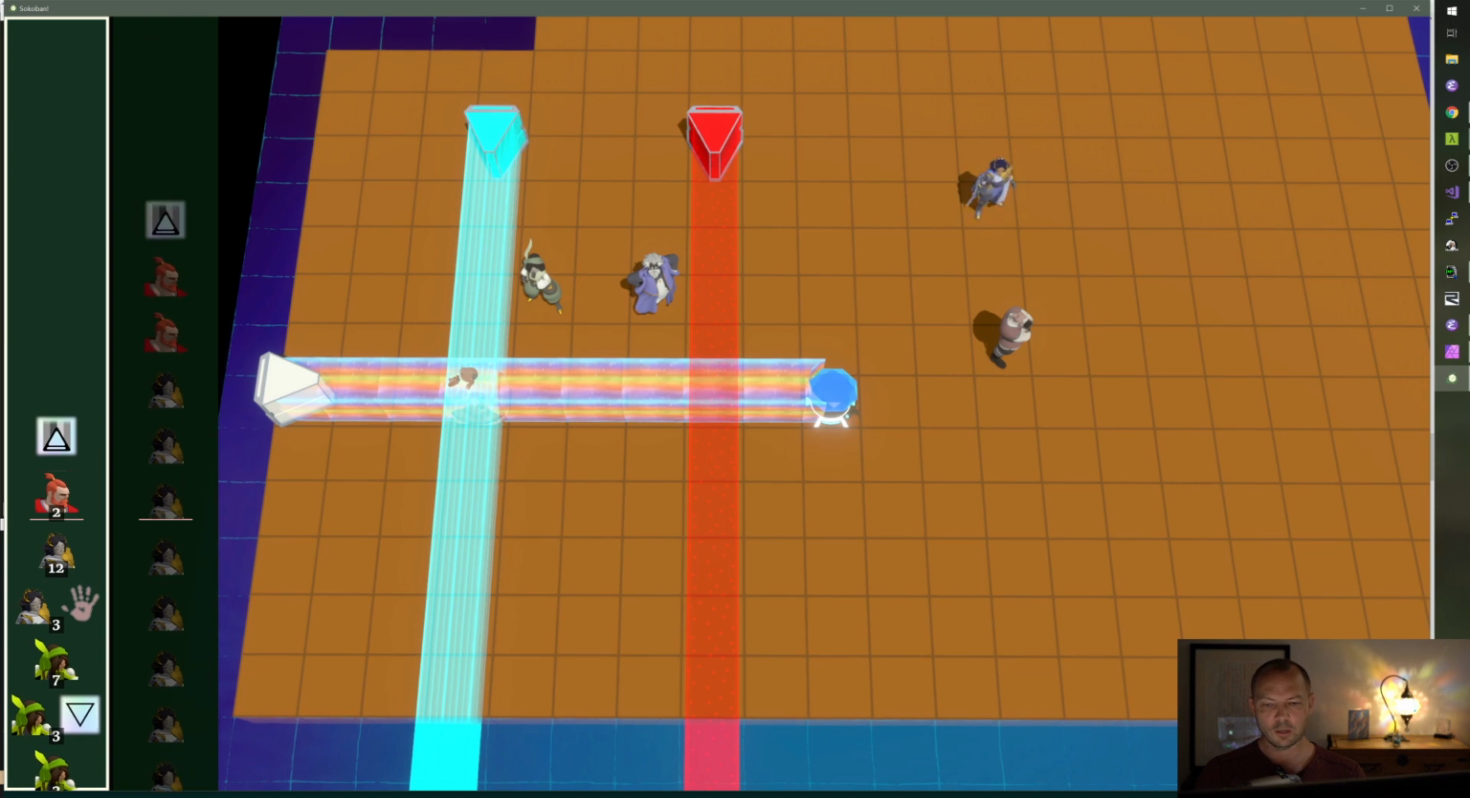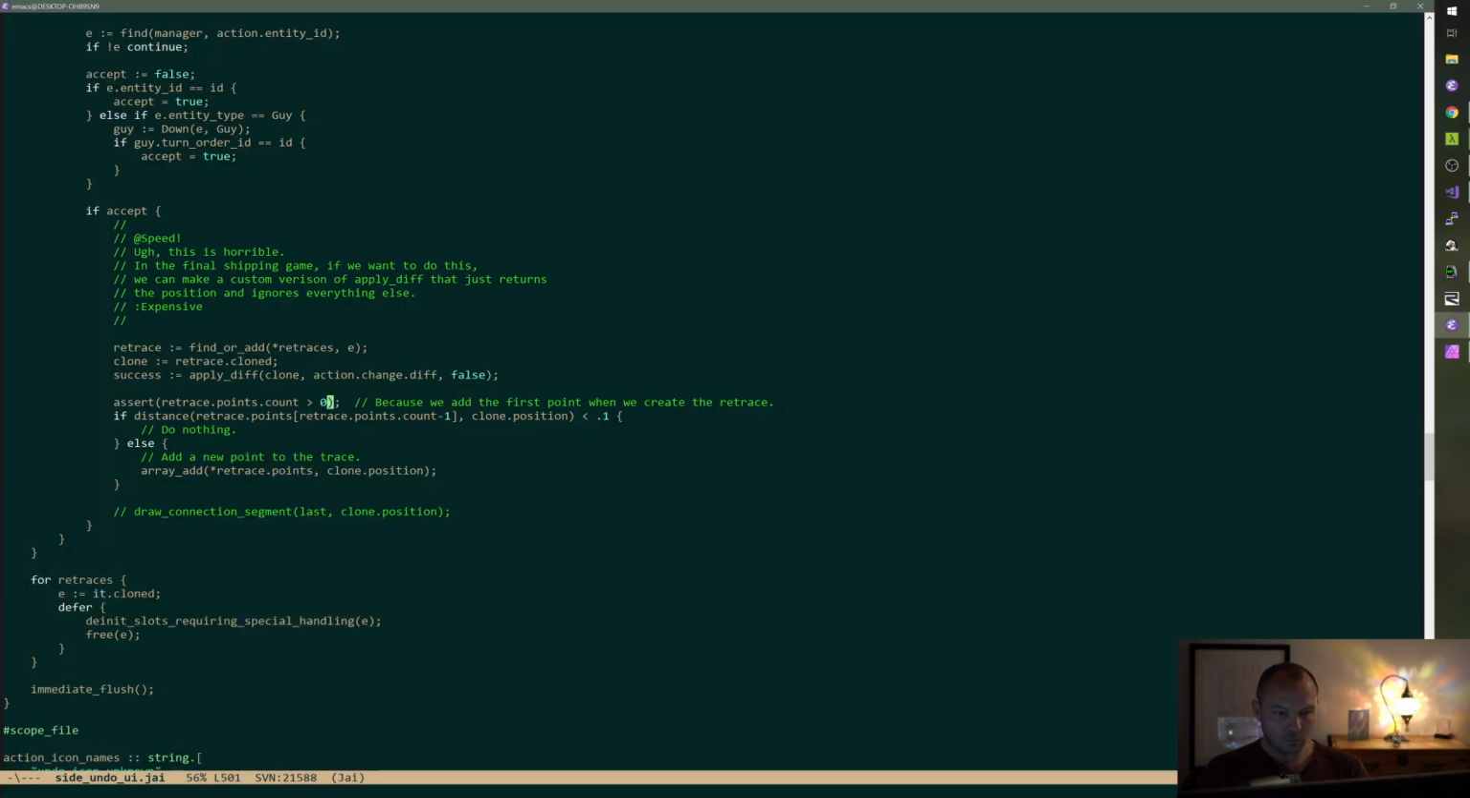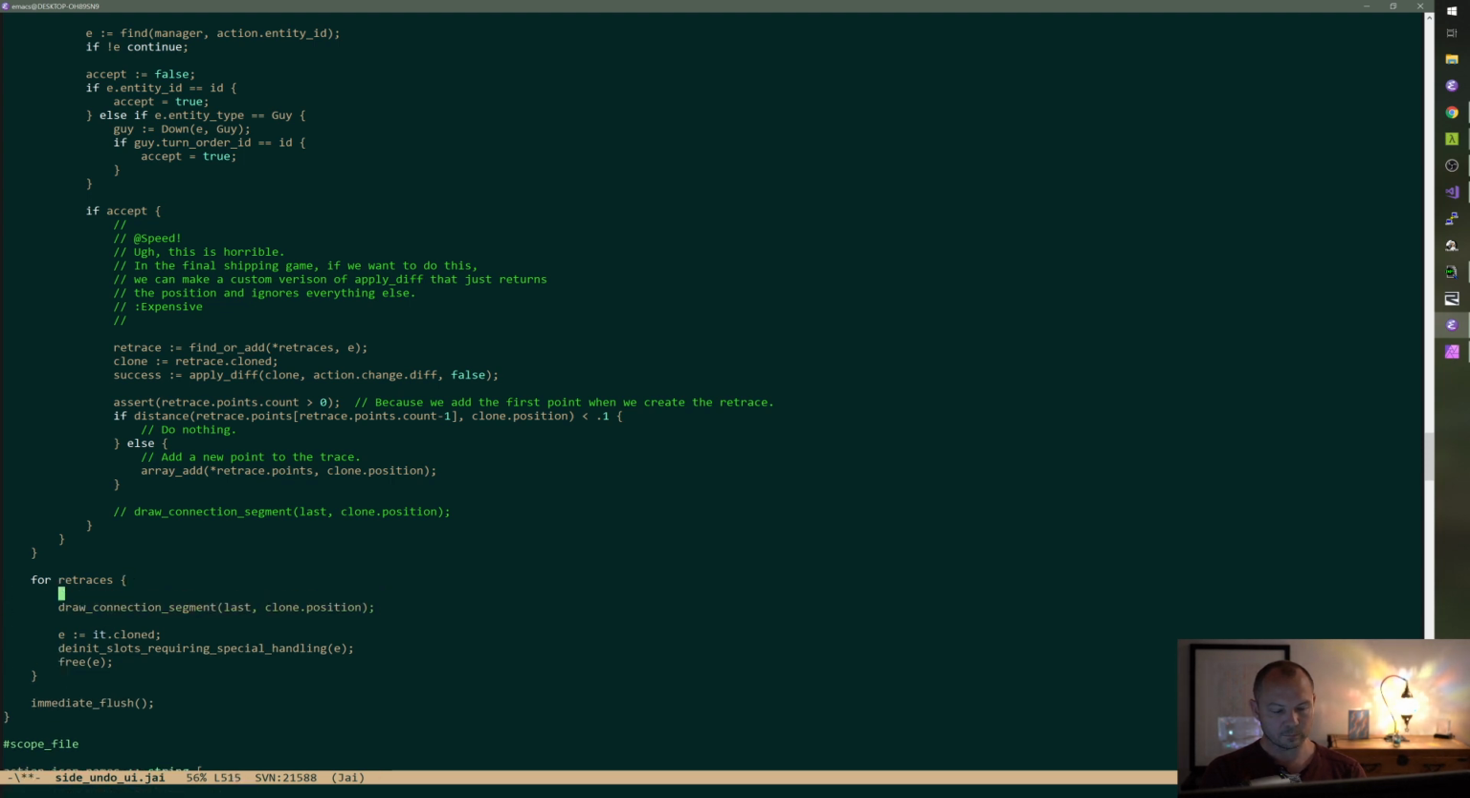Okay, so now we're not drawing anything because now we're making these arrays, but we are not then drawing the arrays. So what we're going to do is we're going to go for each retrace. We're going to say... my tea water is ready.